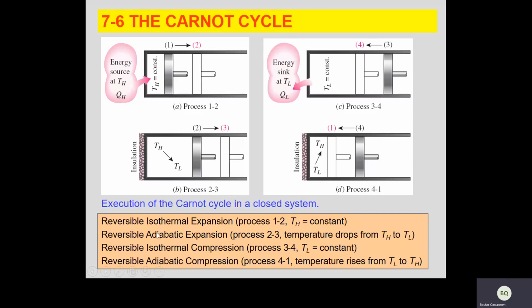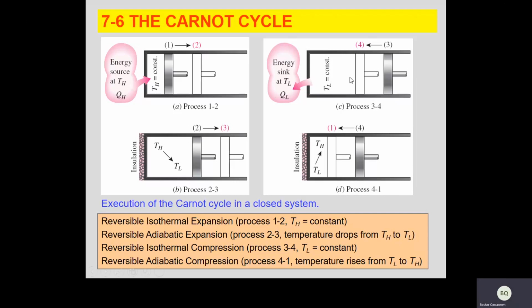Now, the second reversible process is also expansion, but under adiabatic conditions. So it's considered a reversible adiabatic expansion. That's process 2 to 3. And here the temperature reduces from T sub h to T sub L during this process.